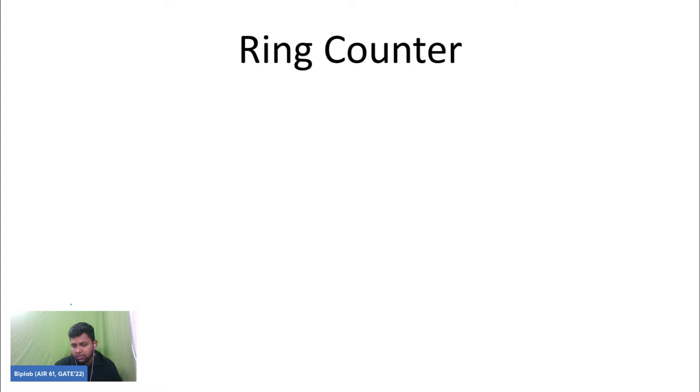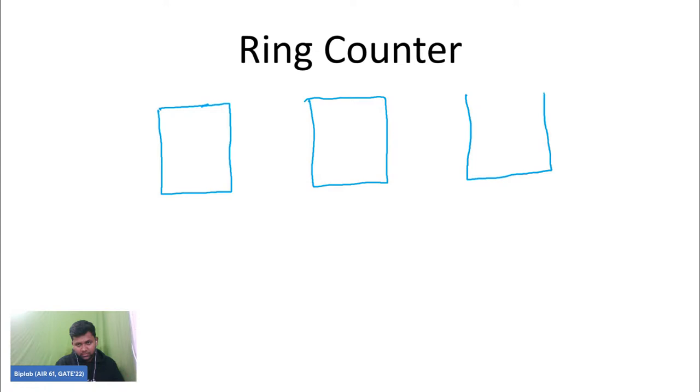So if this is a counter, these two are very small topics. One is the ring counter. In the ring counter, you have D flip-flops here.